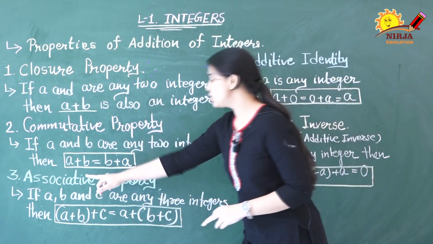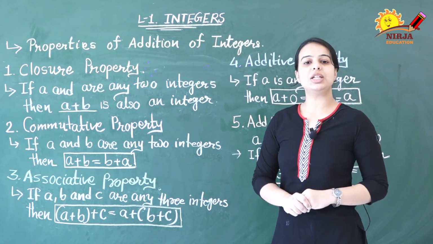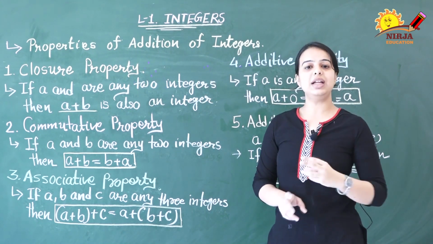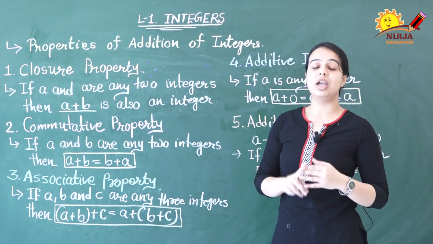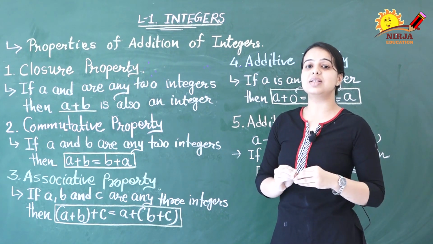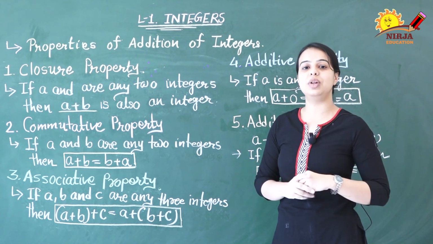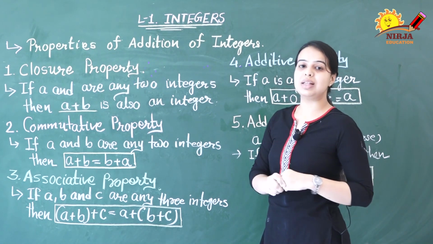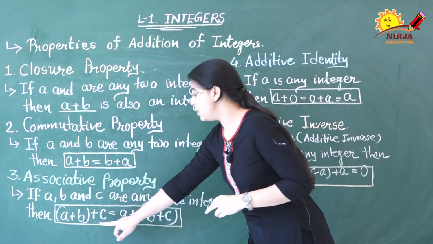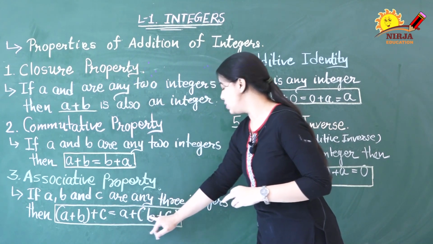Third one is the associative property. The associative property states that for any three integers A, B and C, if we are going to add these three integers in any grouping, then the result will be the same. In general, you can see that A plus B plus C is equal to A plus B plus C.